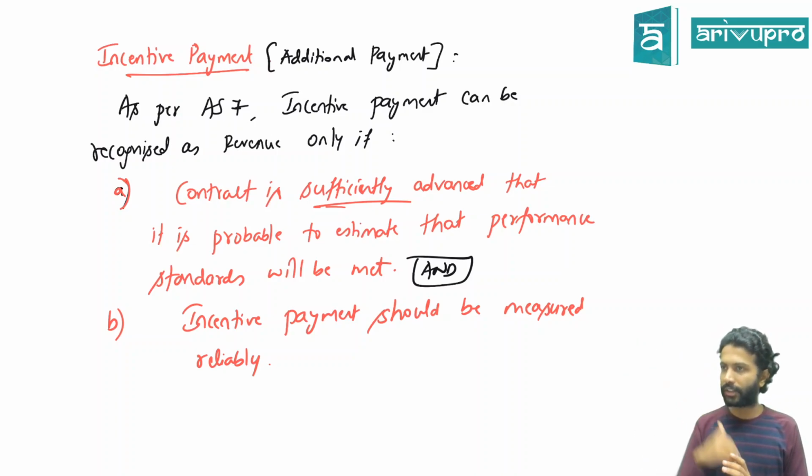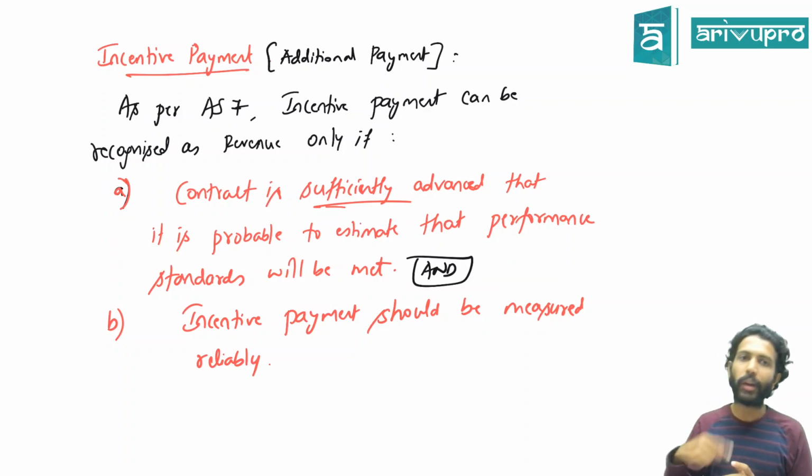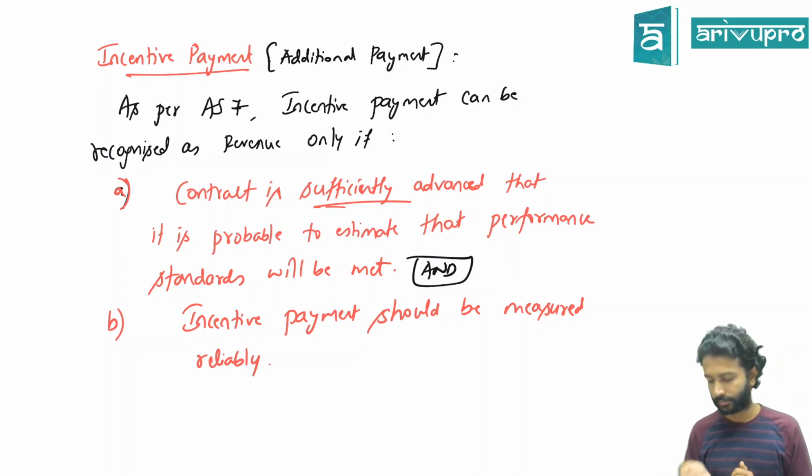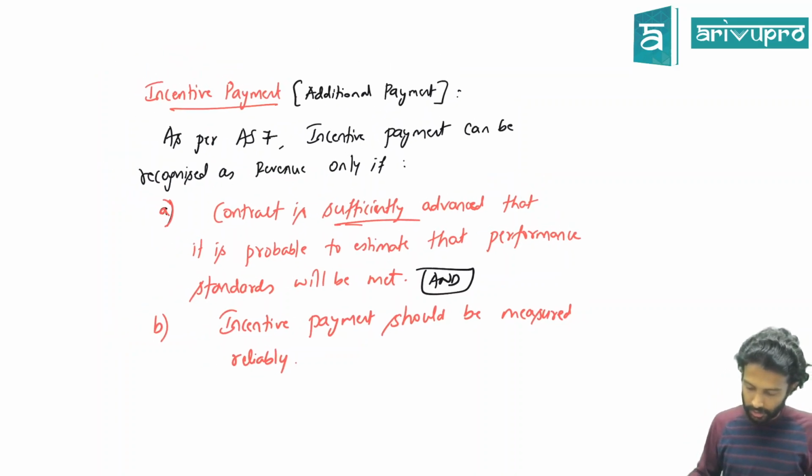One, it should have reached that stage. The work on the contract should have reached that stage to say that the target will be met. Two, you'll also get that incentive payment from the government, meaning you should be able to measure it reliably. If you are able to do this, then you can recognize the incentive payment. Fair enough? This is your concept. In fact, we can try.